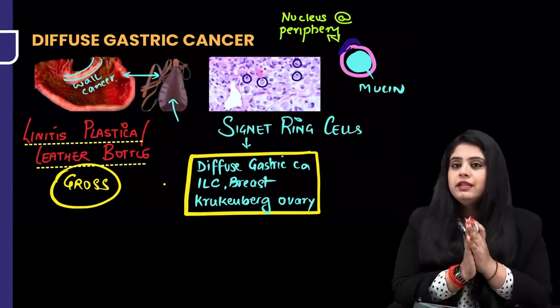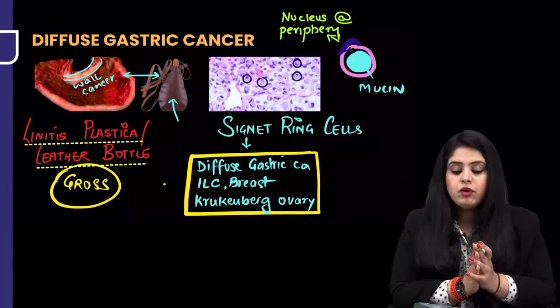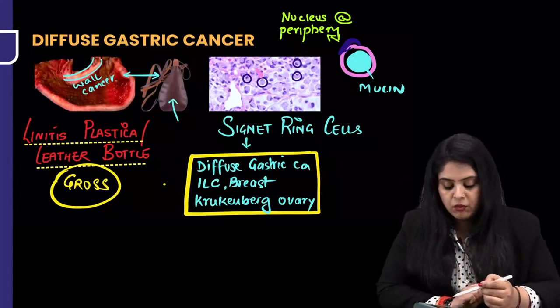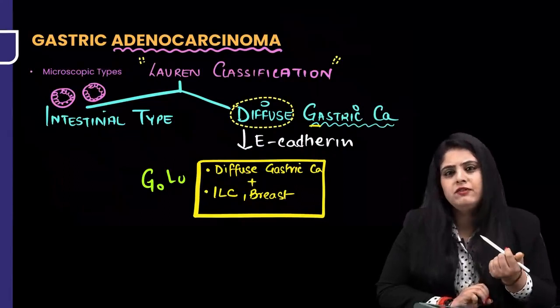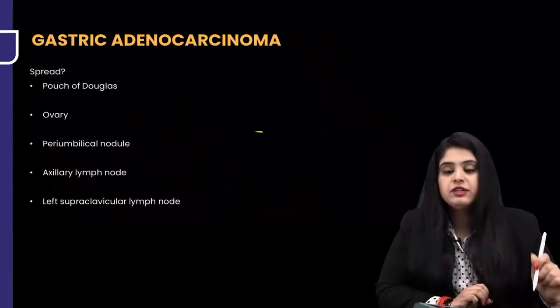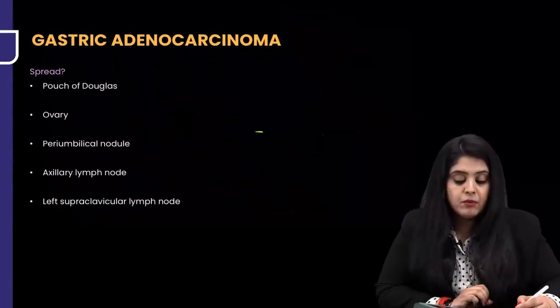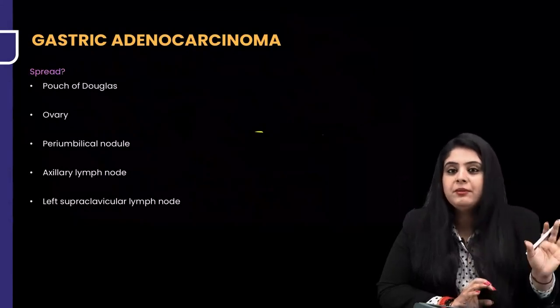Sorted with everyone? Easy, no confusion. Let's move forward, because this was all about what, guys? Gastric adenocarcinoma in terms of pathology. I want you to know a little bit of clinical also. How does this gastric adenocarcinoma spread? Very important part. Fancy names, the examiner's favorite.